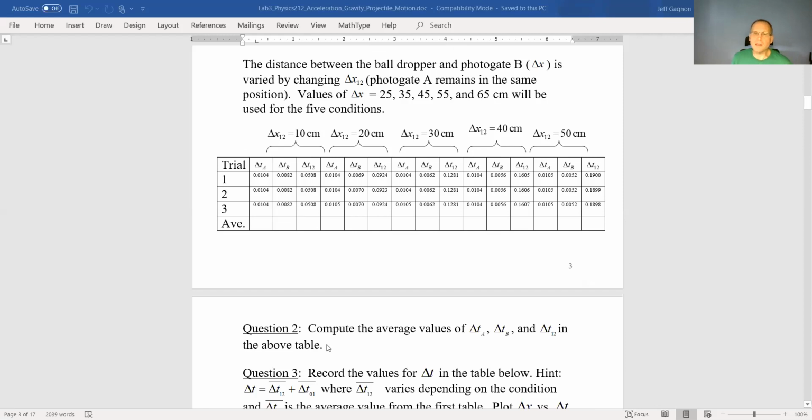All right, so question 2, what you have to do in this case is simply average these values. So average these 3 values from the 3 trials, and make sure that you round to 4 places, because that's the resolution of the instrument. So you're going to compute all those averages. You don't have to show me the average computations, just fill in that table, and remember to include this table into your lab report.